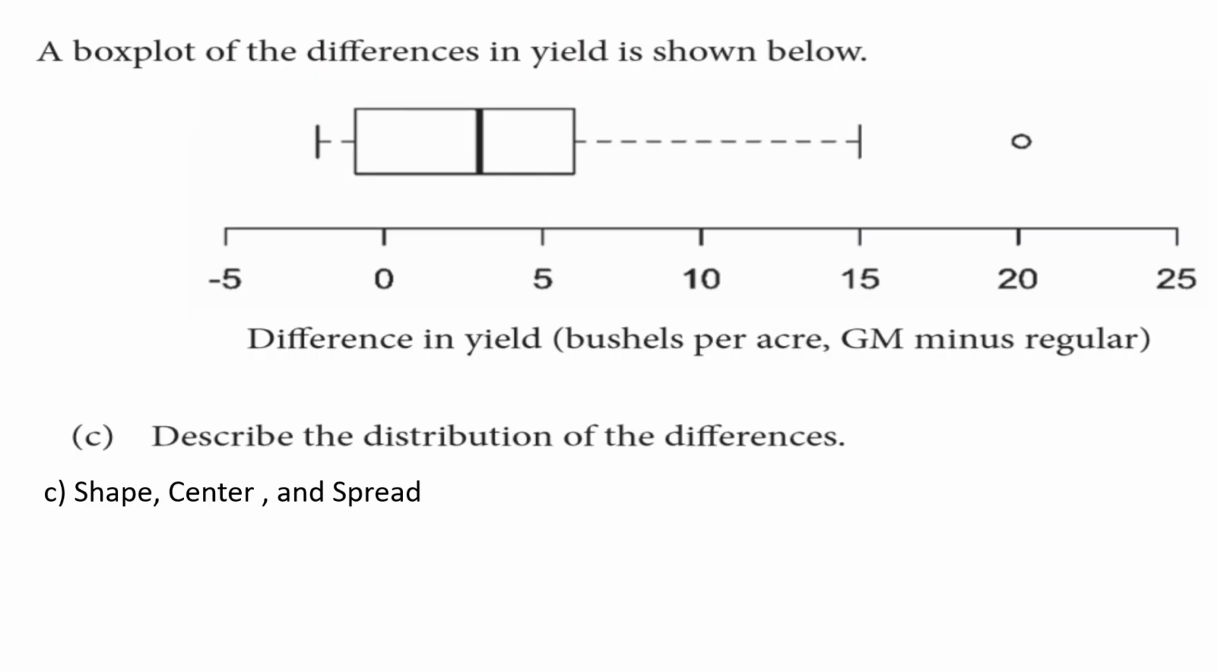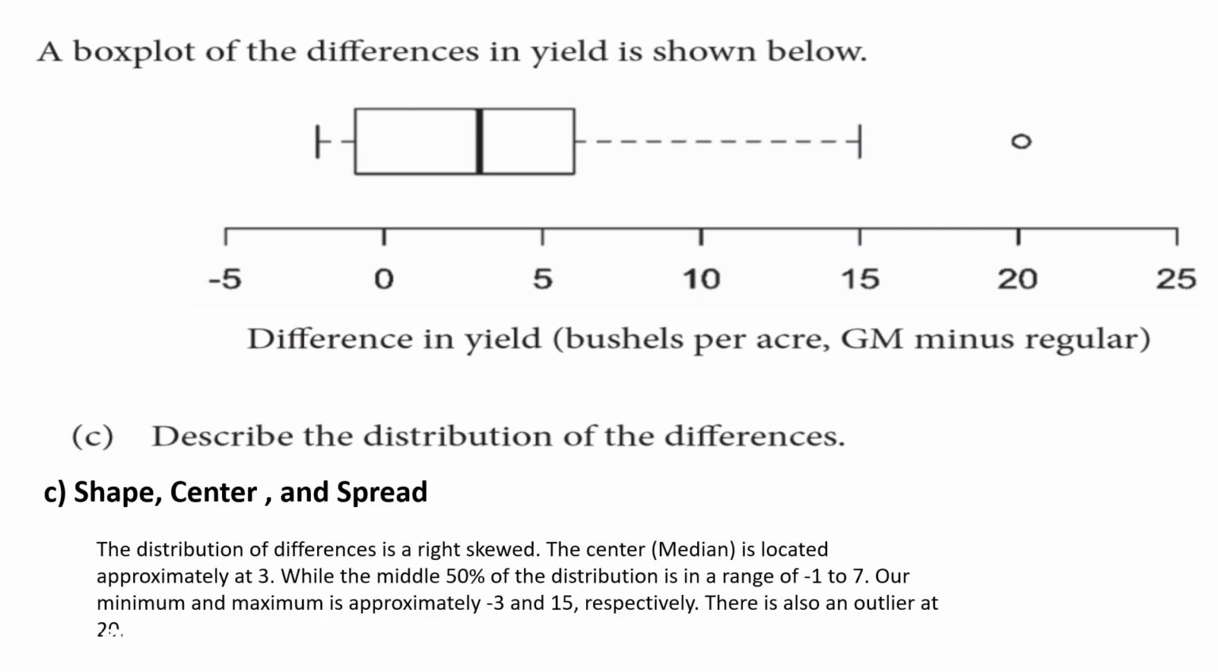Part C. Describe the distribution of the differences. To describe the distribution, you will need shape, center, and spread. The distribution of the differences is right skewed. The center, in our case the median, is located approximately at 3, while the middle 50% of the distribution is in the range of -1 to 7. Our minimum and maximum are approximately -3 and 15 respectively. There is also an outlier at 20.